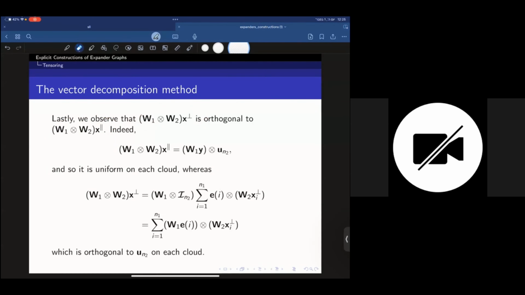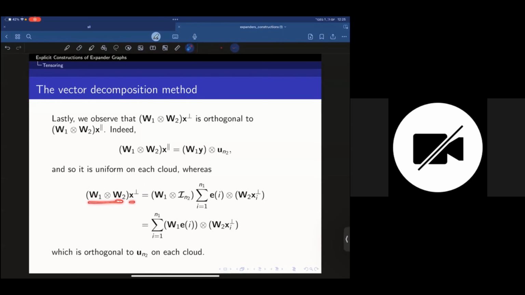So this is orthogonal to that because, just look at the second thing. When you apply W1 tensor W2 to X parallel, if you remember, X parallel is Y tensor U, so that's W1 Y tensor, technically W2 U, but it's U. So it's uniform on each cloud. And the other vector is going to be orthogonal on each cloud. So they are not only orthogonal, even at the cloud resolution they are orthogonal. So definitely the whole sum will be 0. Why is this orthogonal on each cloud?